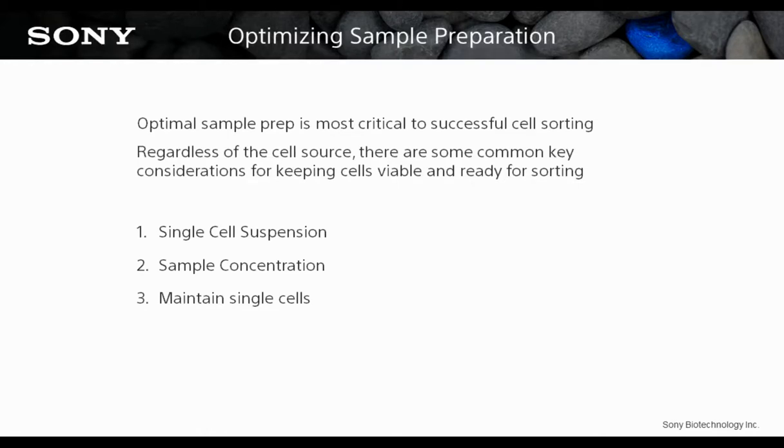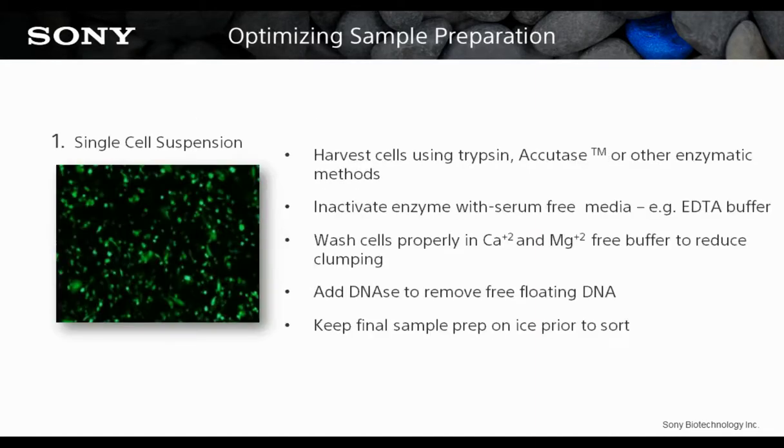Optimal sample prep is critical to successful cell sorting. As the cellular sample becomes more complex, either in terms of its heterogeneity or geometry and size, sorting them easily becomes challenging. A good sample prep can be obtained by keeping three things in mind. One, the cells should be maintained as a single cell suspension. Two, the sample concentration should be kept at recommended levels. And three, at all times, the single cells should be maintained in suspension by agitation and cooling.